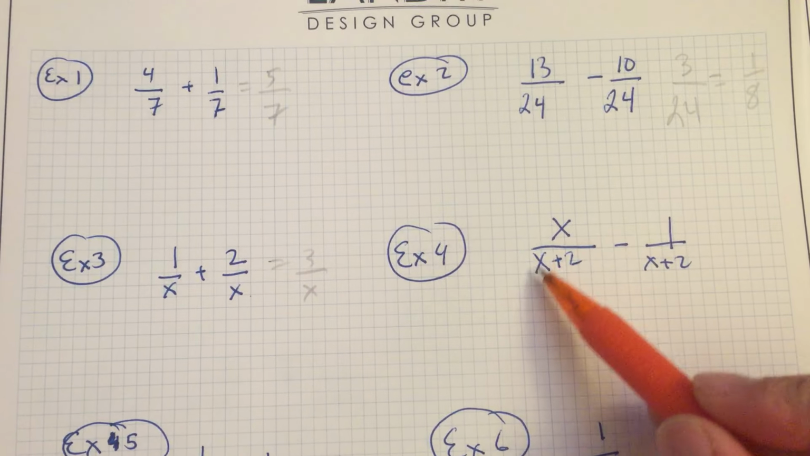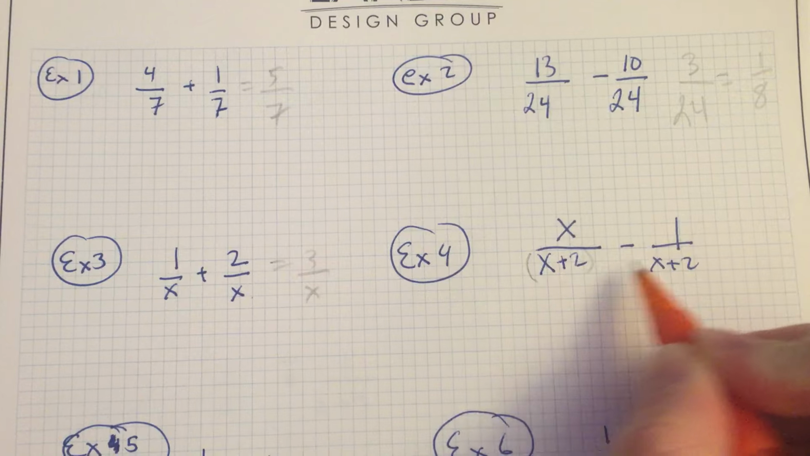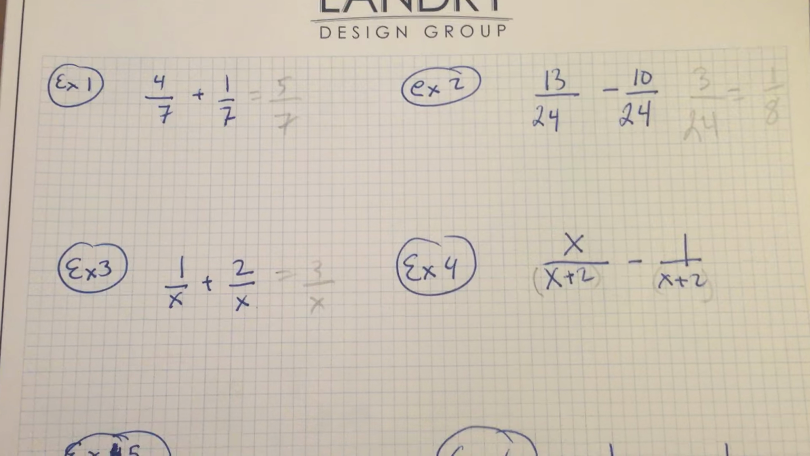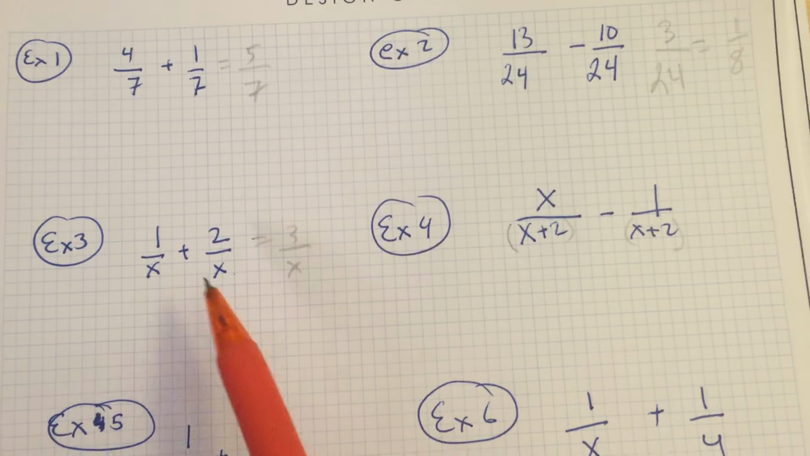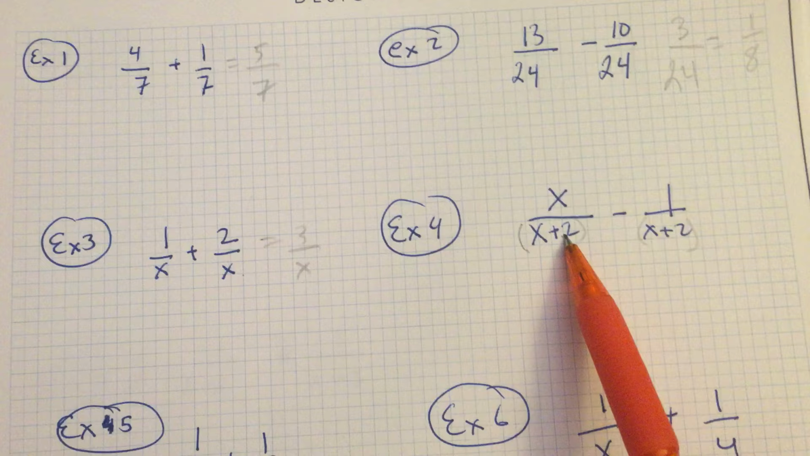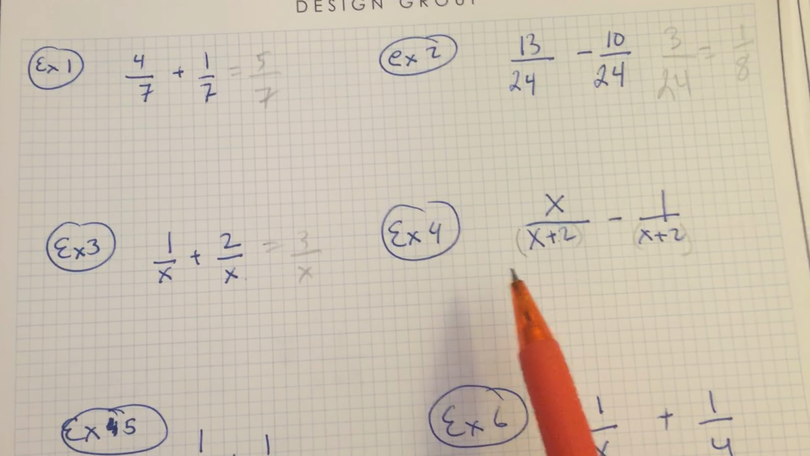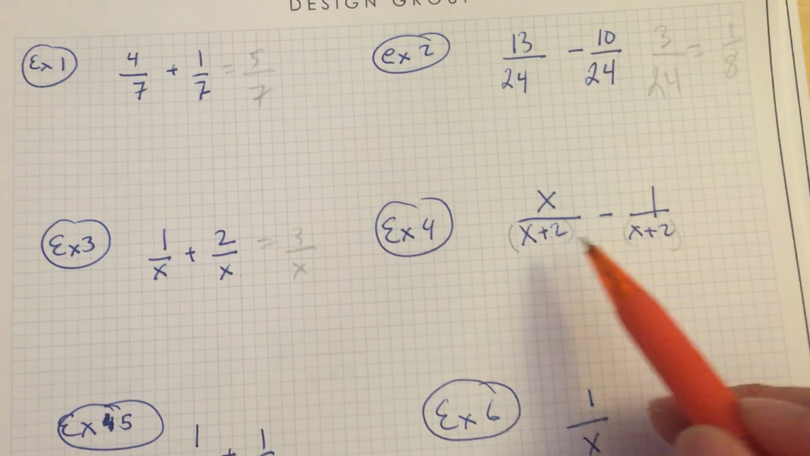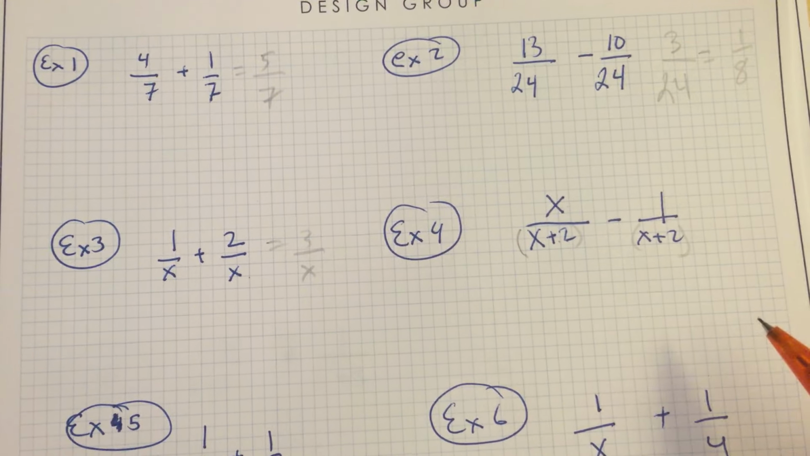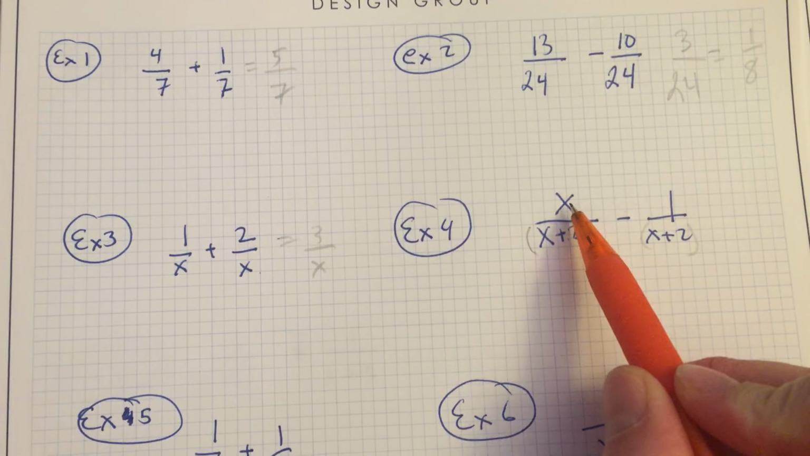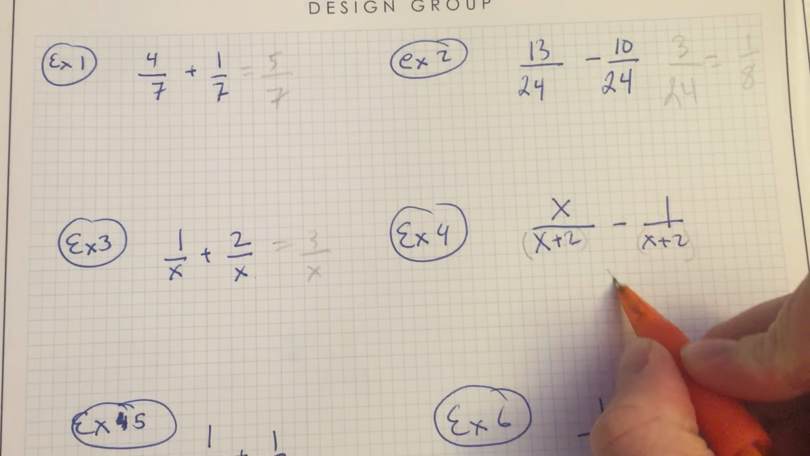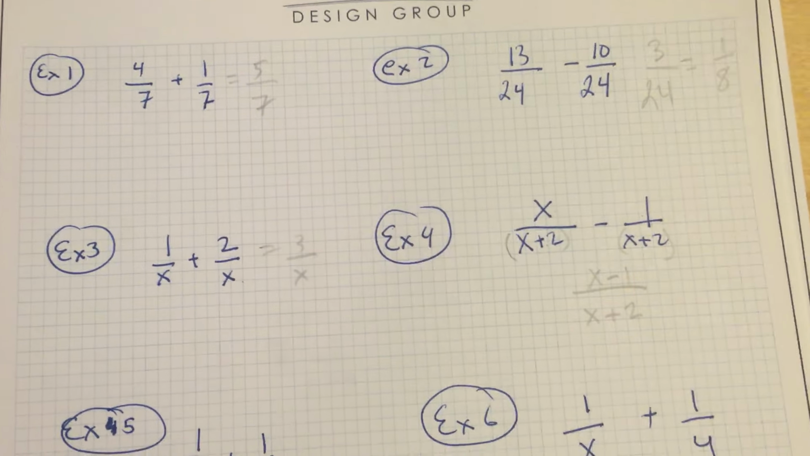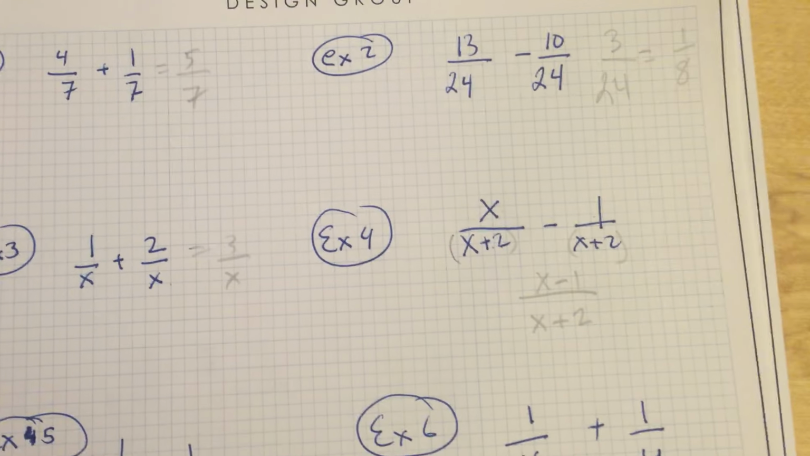Again, notice that we have a binomial. Now, binomials are tricky. You want to make sure that with binomials you have everything the same. If you have a monomial like x and a binomial like x plus 2, they're not the same. You'd have to give them the same denominator, which we'll get to. With the same denominator, we just subtract the numerators, so x minus 1 can't be simplified. You leave it as x minus 1 on the top and x plus 2 on the bottom.